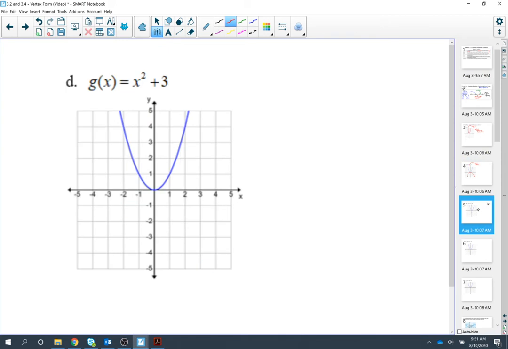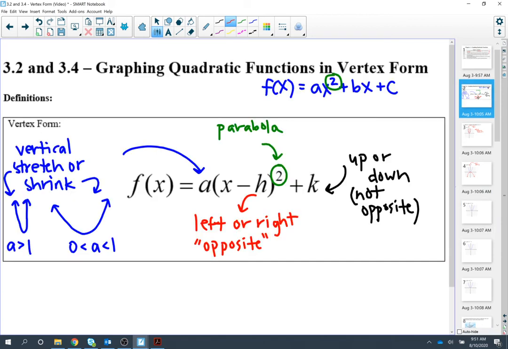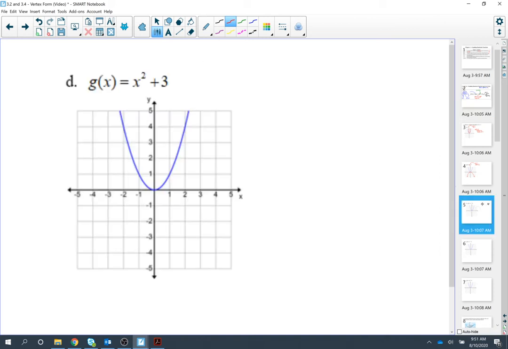Next example, letter D. G of x equals x squared plus 3. Now, this time I have a plus 3, but notice that the 3 is not right here in front of the x. So this is not a vertical stretch or shrink, it's something else. The other thing I want you to start looking at is parentheses versus no parentheses. If I go back up here to my vertex form, parentheses is going to move left or right. No parentheses is going to move up or down. So when I'm looking at this guy, that plus 3, that's a vertical shift. And because it's a plus 3, it's going to move it up 3.